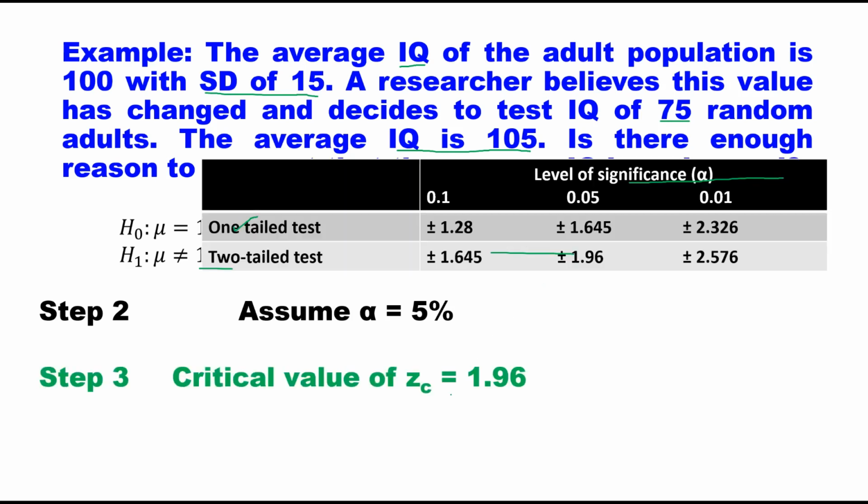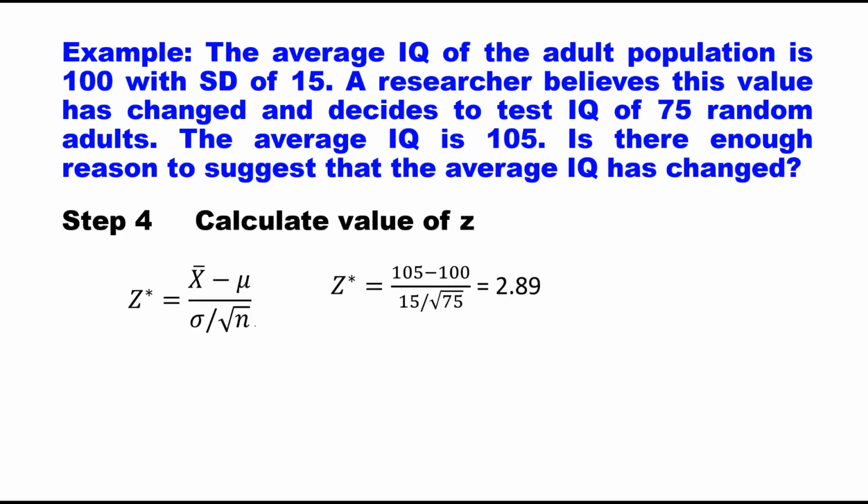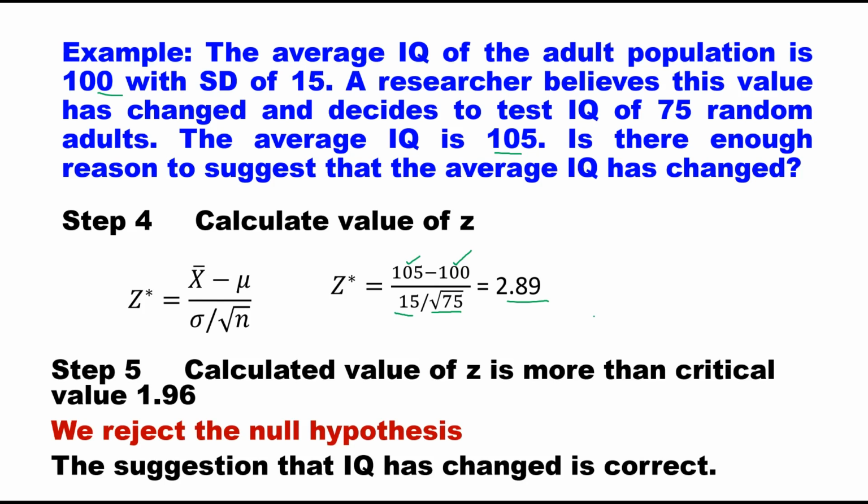Then find out the critical value of the Z distribution for a significance level of 5%. For this two-tailed test, it is 1.96. Now you calculate the value of Z. Z is calculated using this equation. X bar here is 105, that is the sample mean, minus the population mean, that is 100, which is given, and the standard deviation is 15, that is the population standard deviation, divided by the square root of n, 75. This value is 2.89. Now when you compare this 2.89 with the critical value of 1.96, this value is larger, and therefore we reject the null hypothesis, and the suggestion of the researcher that IQ has changed is correct.